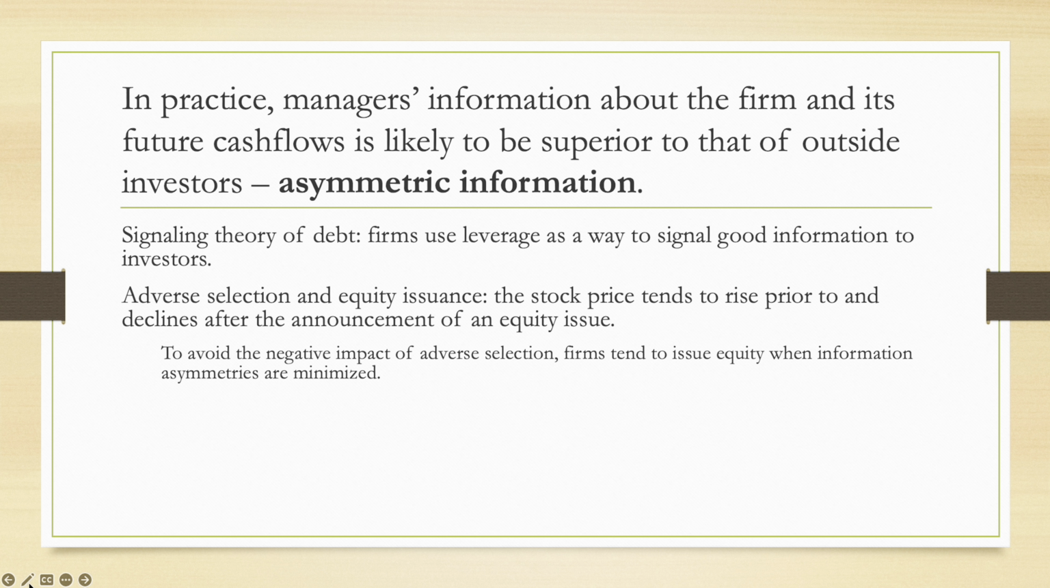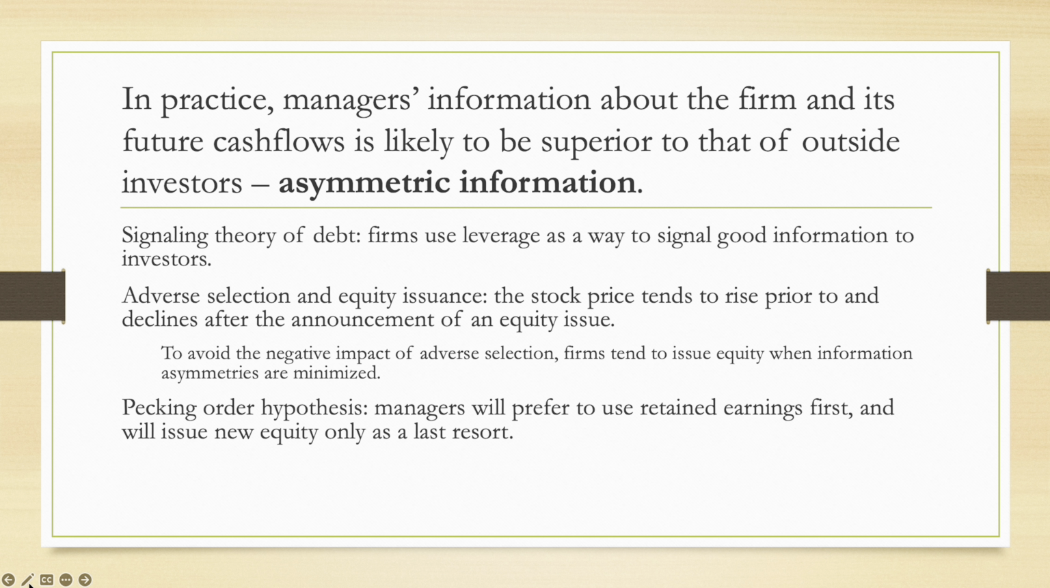To avoid the negative impact of adverse selection, firms tend to issue equity when information asymmetries are minimized. The pecking order hypothesis states that managers will prefer to use retained earnings first and will issue new equity only as a last resort. This hypothesis is consistent with the aggregated data on corporate finance.